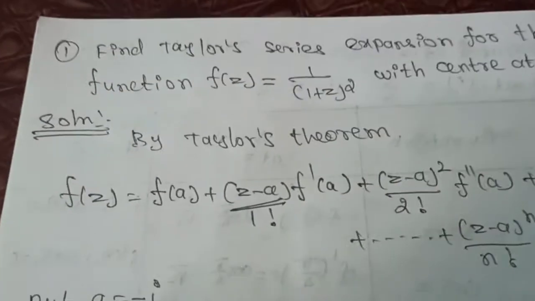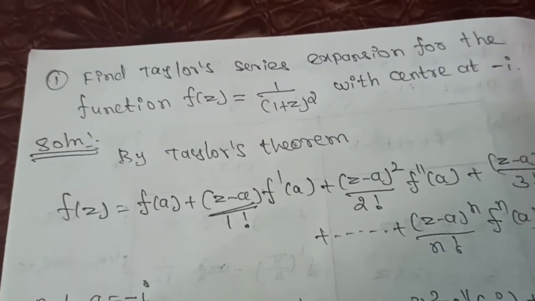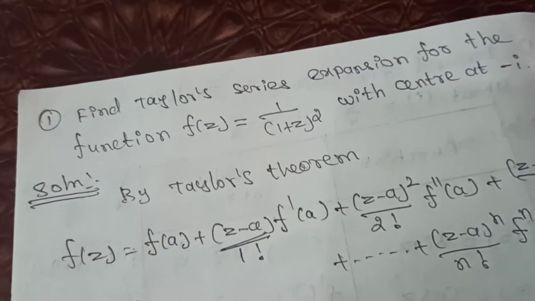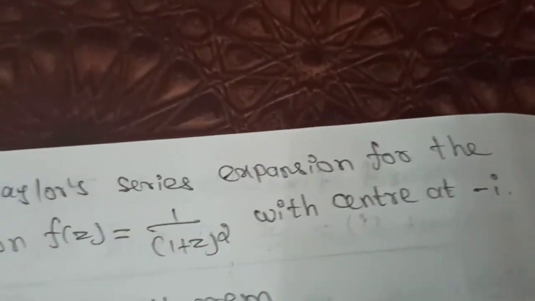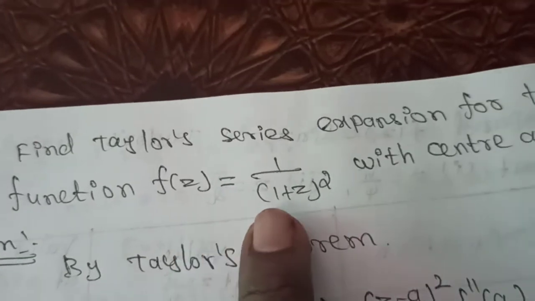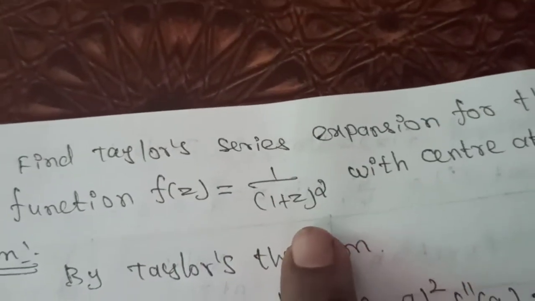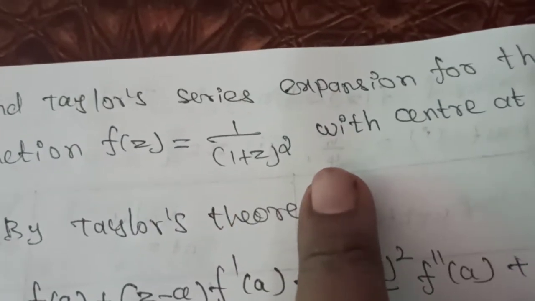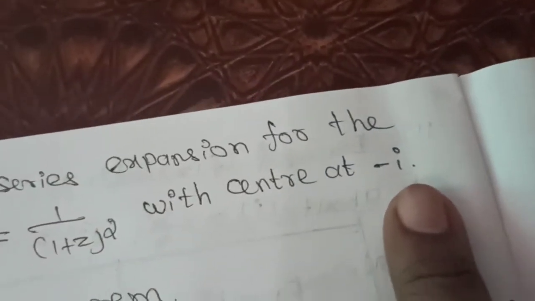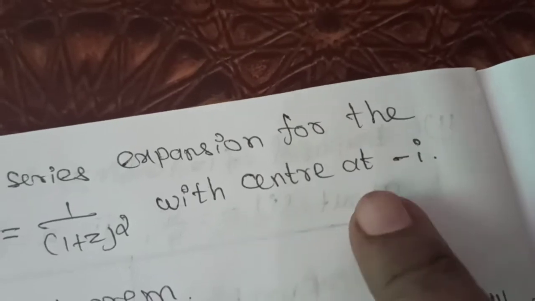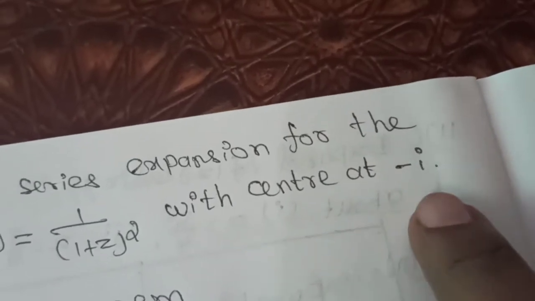Now we are going to the next problem on the Taylor series. Find the Taylor series expansion for the function f of z equal to 1 divided by (1 plus z) the whole square, with the center at z equal to minus i. That means we will take the value z equal to minus i.